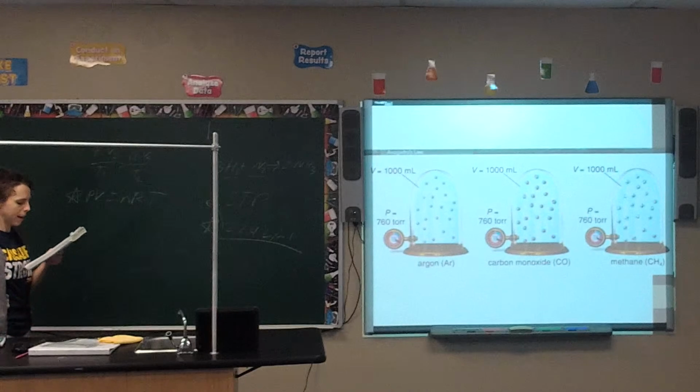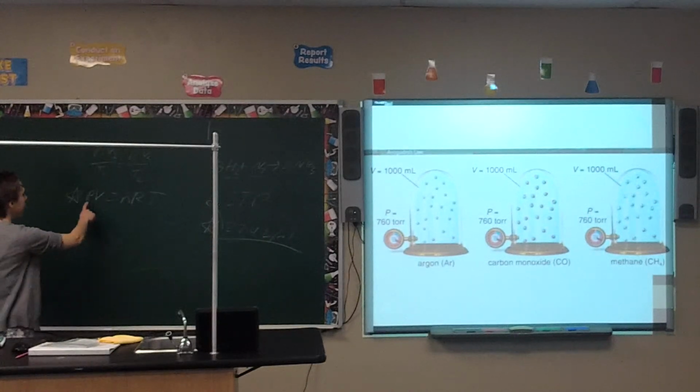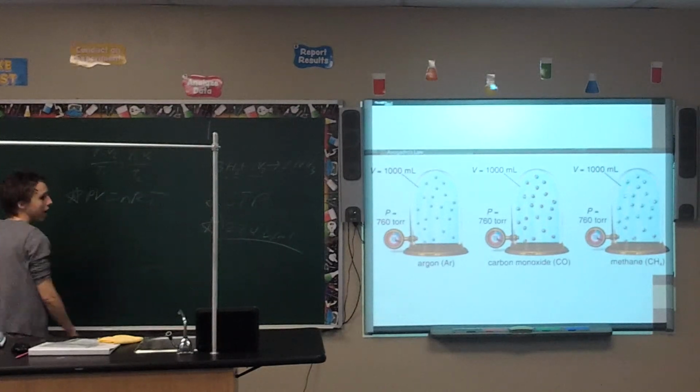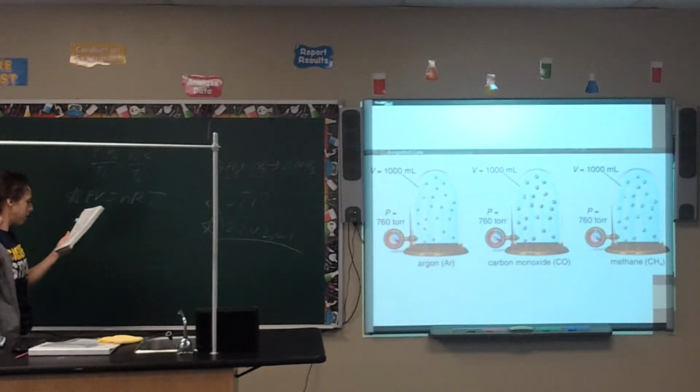Your book points out that in real life, not every gas behaves exactly perfectly, but it works out reasonably well. So in order to find out what R is, they knew that if I know the pressure, the volume, the number of moles, and the temperature, I can find R as a constant.